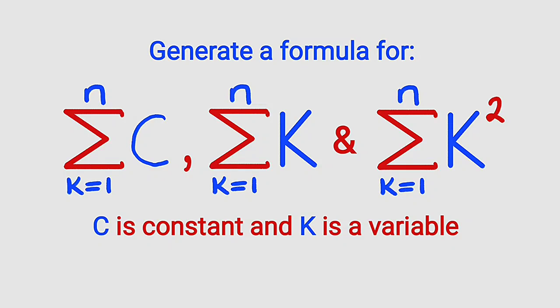Hello, good day viewers. In this tutorial, we are going to generate formulas for these three summations. We have the first one, which is the summation of c from 1 to n. The second one is the summation of k from 1 to n. And the last one, the summation of k squared from 1 to n, for which c is a constant and k is a variable. All right, let's get started.